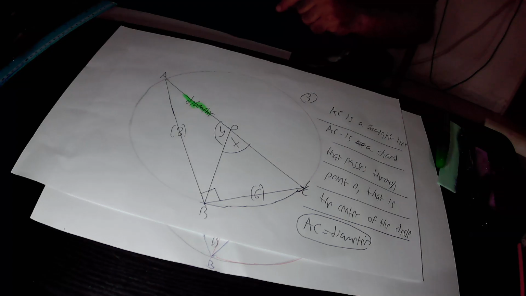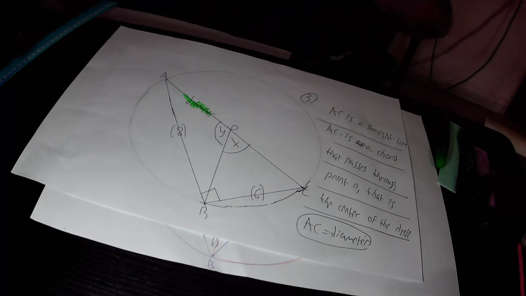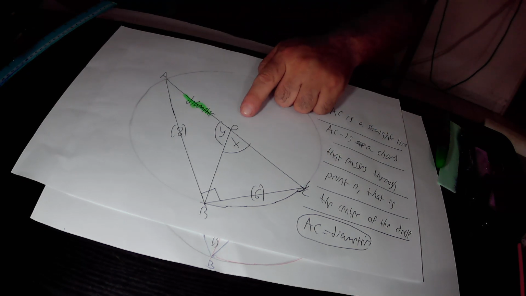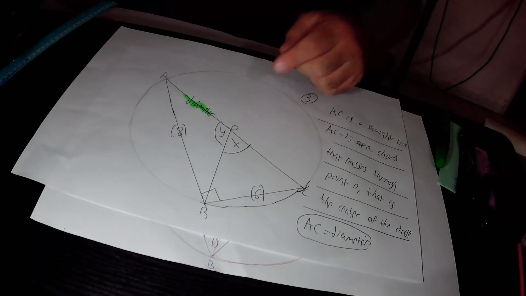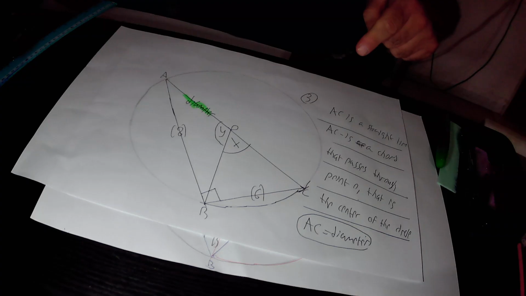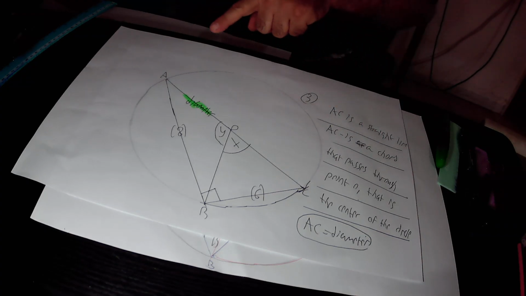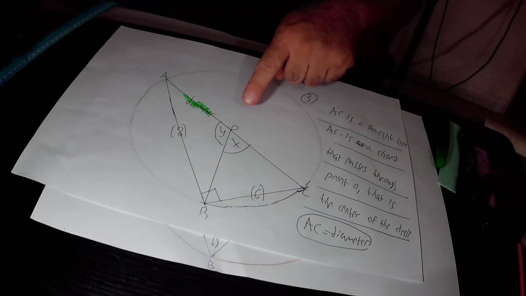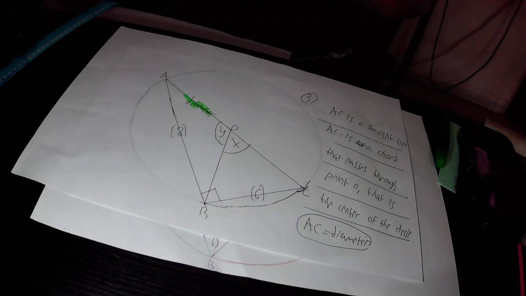AC is a straight line that touches the circle at 2 points, A and C. Therefore AC is a chord. AC is a chord that passes through point O, the center of the circle, and we know that any chord that passes through the center of the circle must be the diameter of the circle. Therefore AC, which passes through the center of the circle, point O, must be the diameter. So AC is the diameter of the circle.